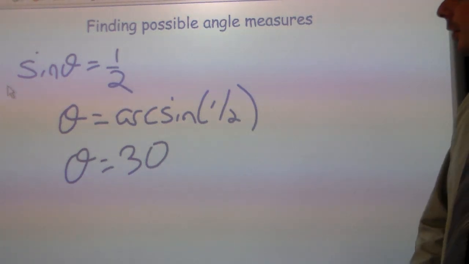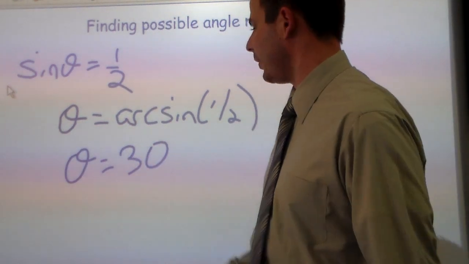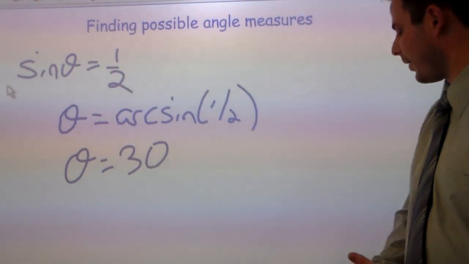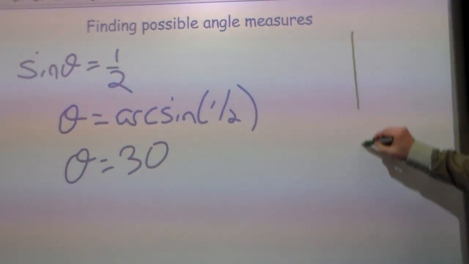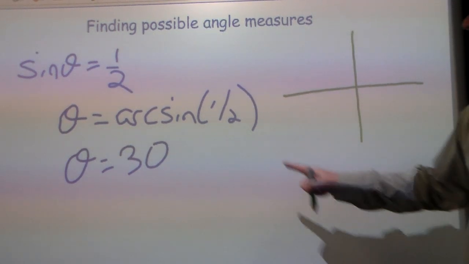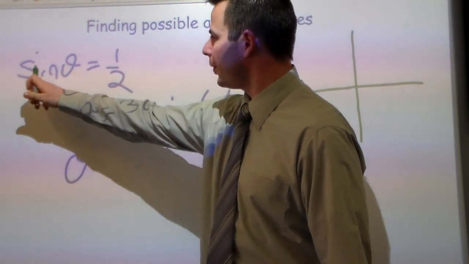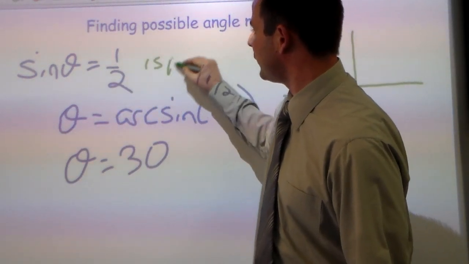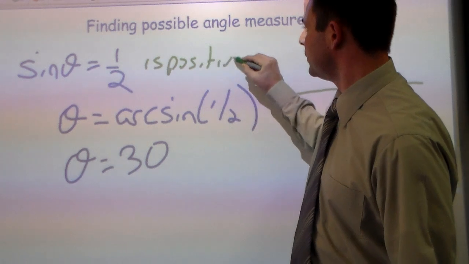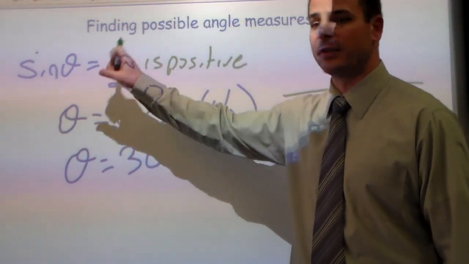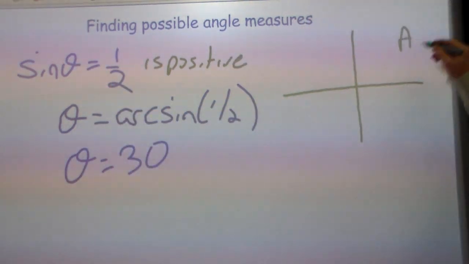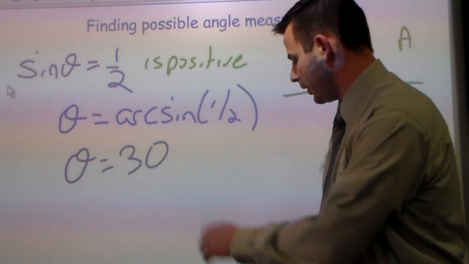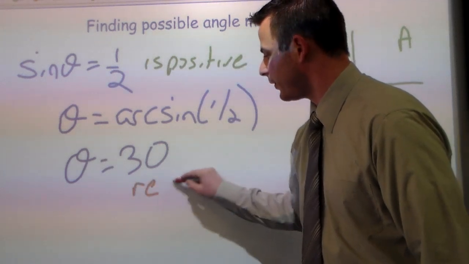So now, 30 degrees is a first quadrant angle. But this information says that sine is a half. If you go back to the unit circle, then the y value is a half in two locations. Don't think of this as sine is a half. Think of this as sine is positive. Okay, 1/2 is a positive number, which means we might be in the first quadrant or the second quadrant. So 30 degrees is simply a reference angle.